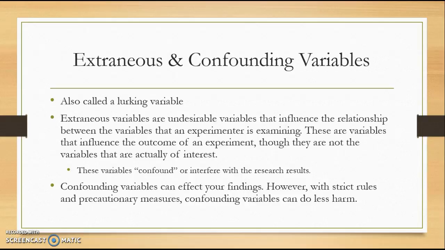So these variables could also be called lurking variables. Extraneous variables are undesirable variables that influence the relationship between the variables that an experimenter is examining. These are variables that influence the outcome of an experiment, though they are not the variables that are actually of interest. Confounding variables can affect your findings. However, with strict rules and precautionary measures, confounding variables can do less harm.